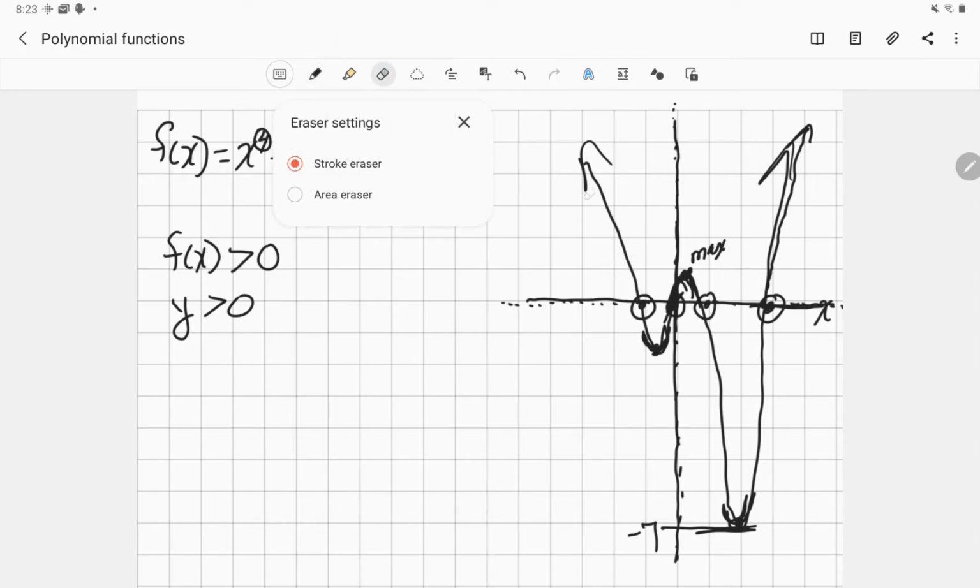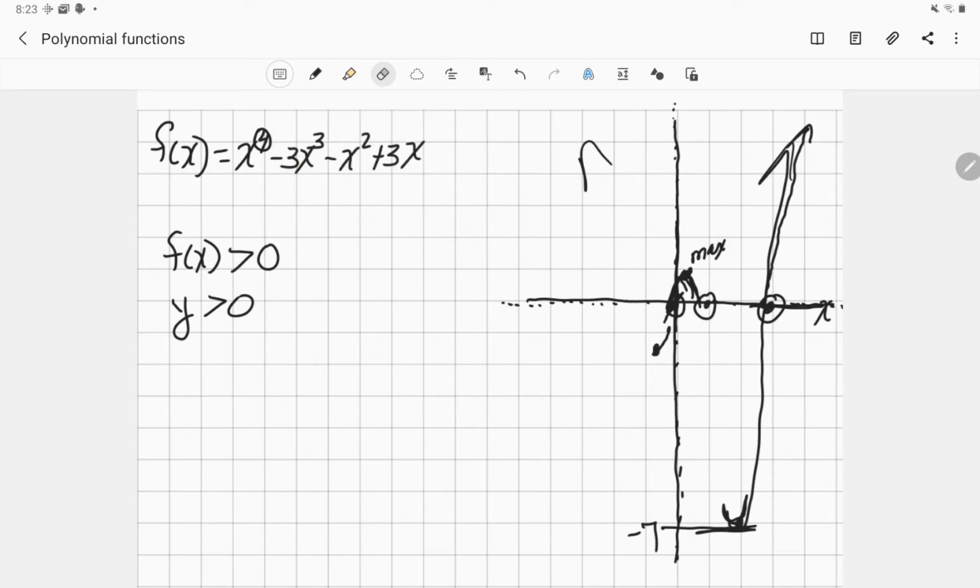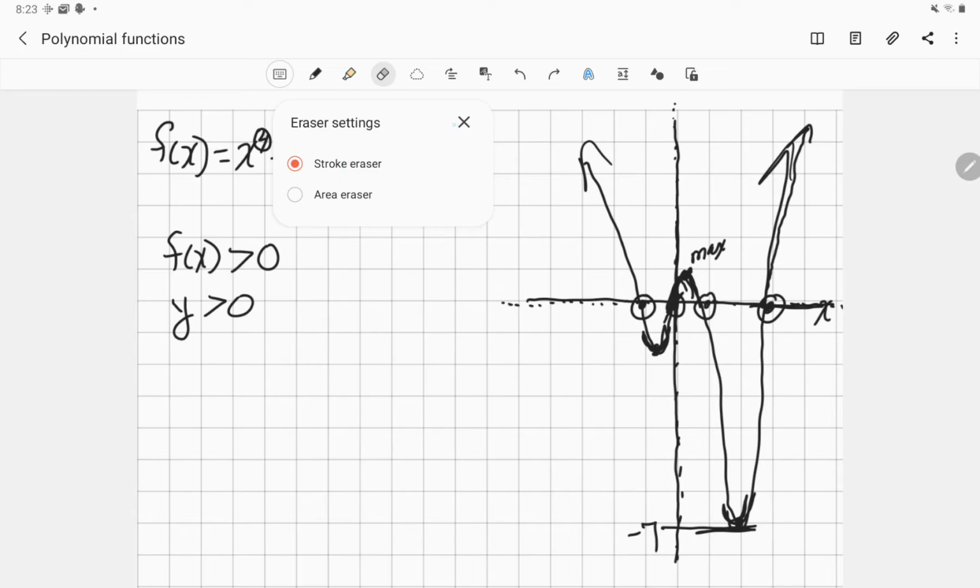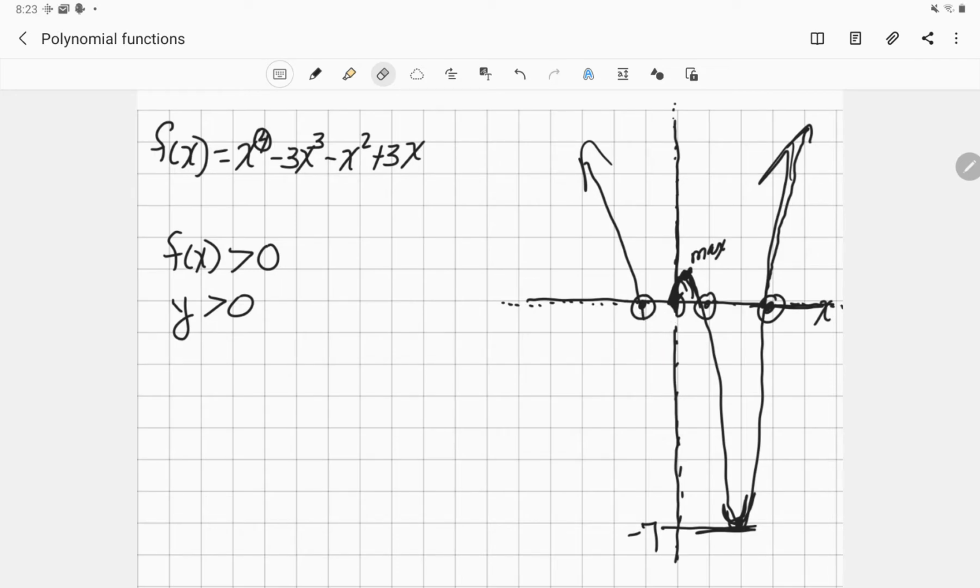Well, here it's above the x-axis. Here it's not. Let me undo that. I'll do an area and make it a really small area. Here it's not above the x-axis. It's not bigger than 0. The y values are like -1 and -1.5. So not here. Here, this little loop is bigger than 0. That is above the x-axis, so it's there.